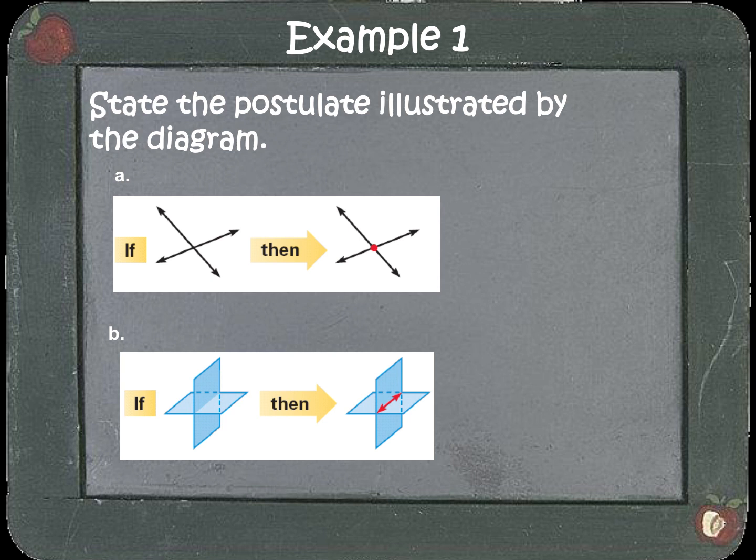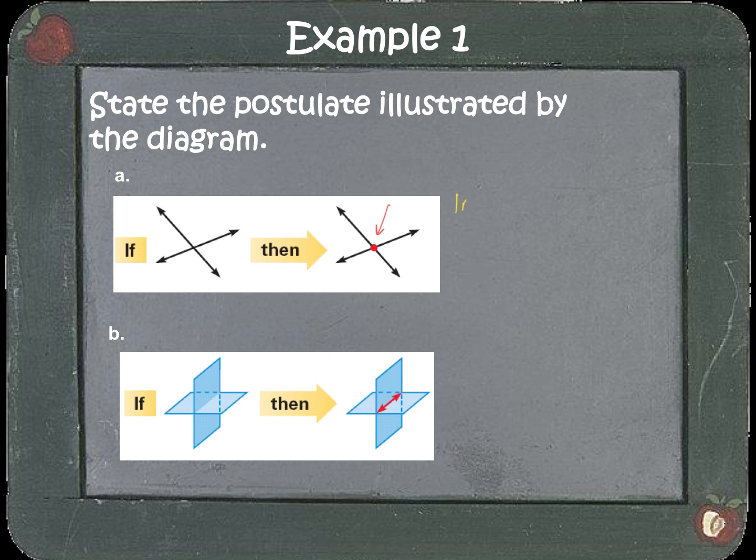Now we're going to apply what we've learned, and we're going to try to state the postulate illustrated by the diagram. And again, yes, I would like you to know the names of these postulates. However, if you can at least tell me what the postulates say, I would be pretty okay with that. So notice that you have this if-then statement. You have if, and you have two intersecting lines, and then you notice that it mentions in the then part the point at which they intersect.